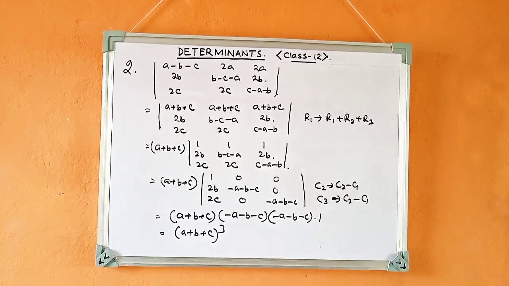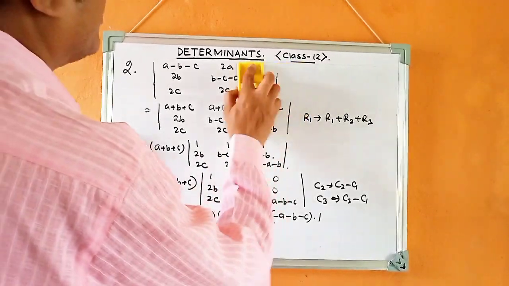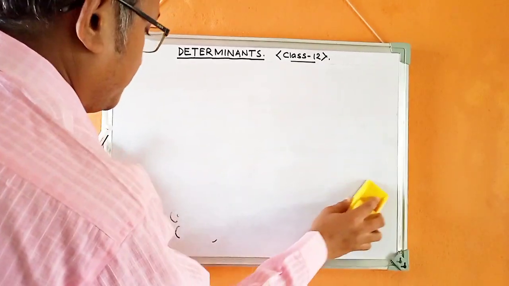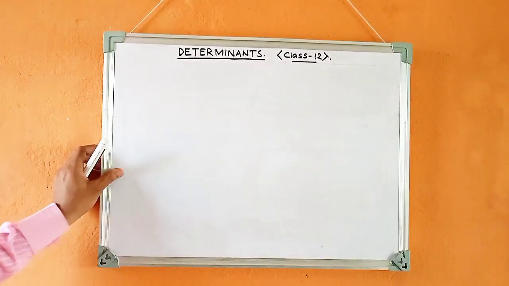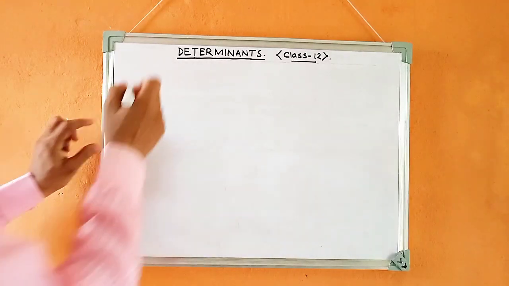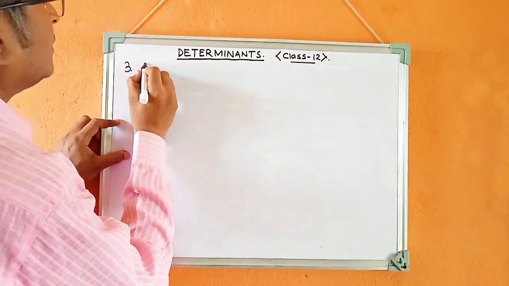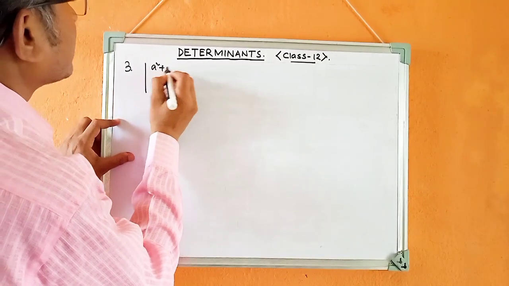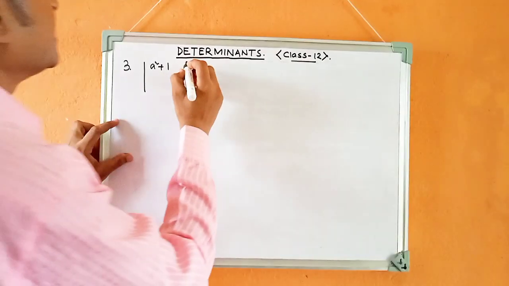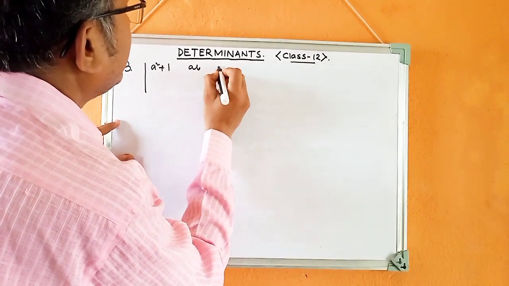Now see another sum, Example number 3. This is also important, see carefully. By using properties, solve this determinant. The first row is A square plus 1, AB, AC.